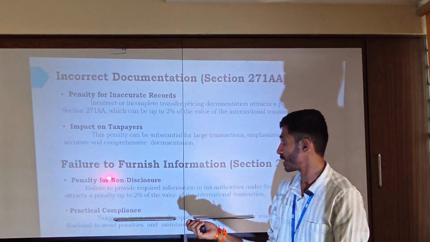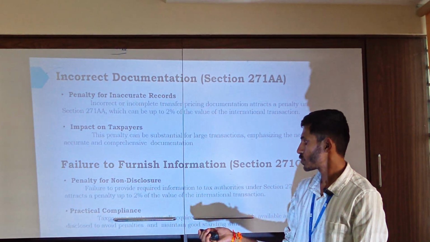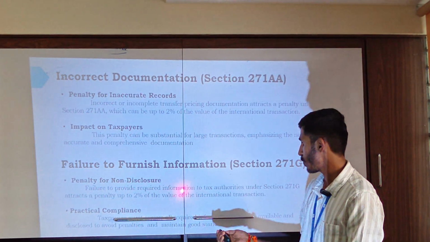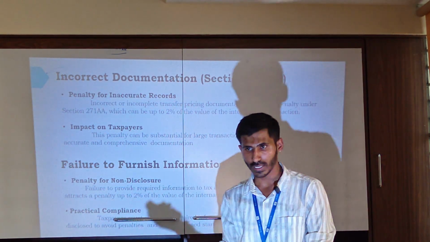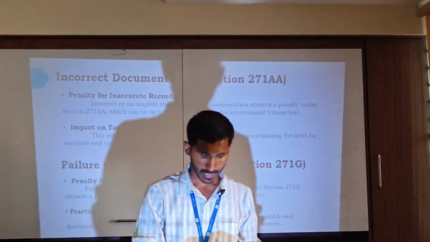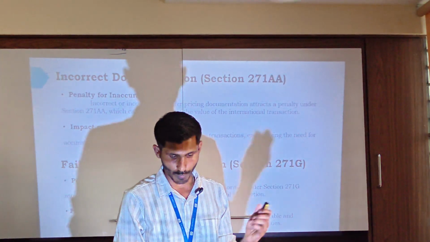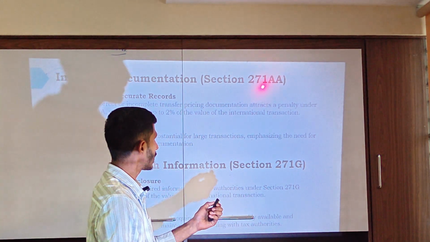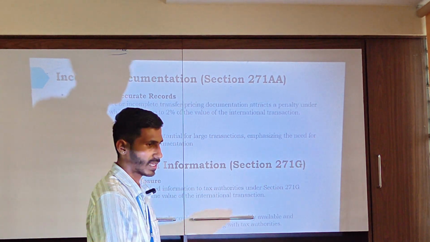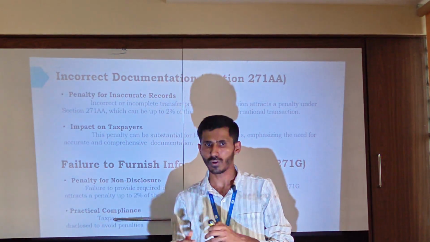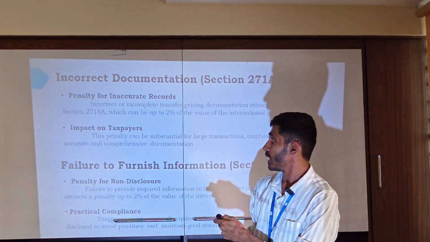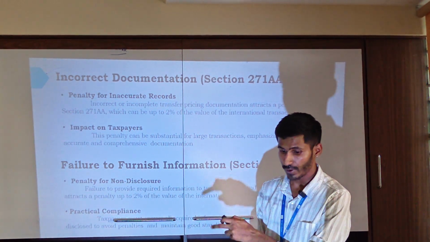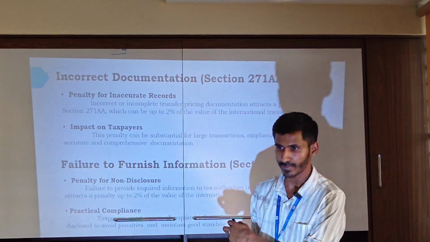Failure to furnish information, penalty for non-disclosure. So here also under section 271G, failure to provide required information to tax authorities attracts a penalty of up to 2% on the value of the international transaction. So in 271AA and 271G, the penalty is still 2% on the value of the international transaction. But 271AA is for incorrect documentation, and 271G is for failure to furnish information.